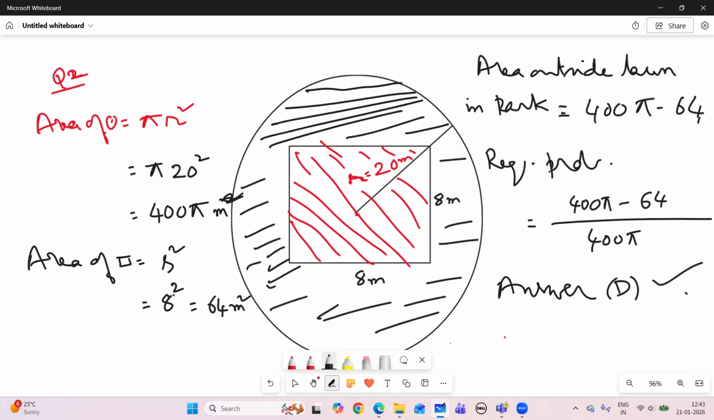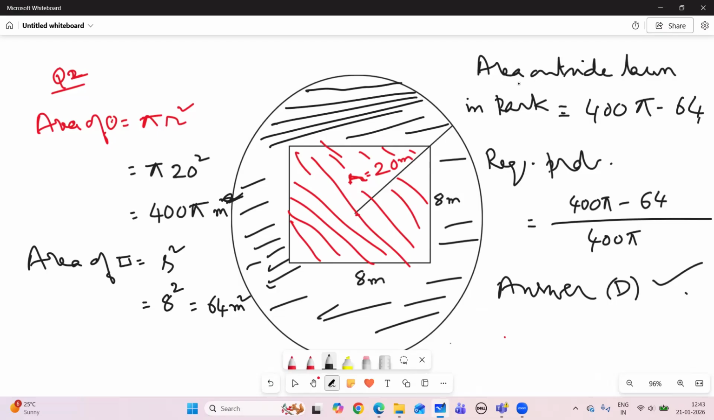Area is s square. Substitute 8 for s. So it is 8 square, 8 square is 64. And the side of the square is in meters, so the units for area will be meter square. And the radius of the circle is in meters too, so the area of the circle is also in meter square.